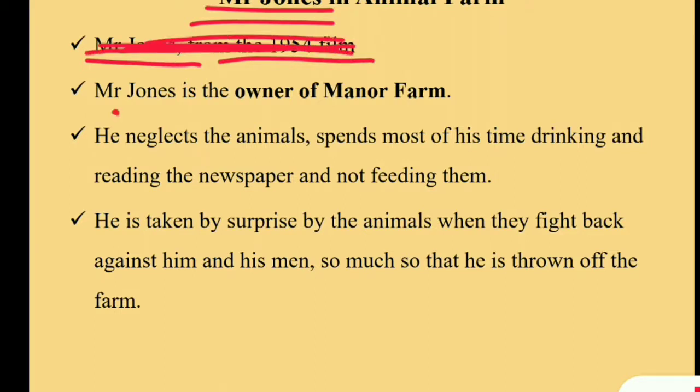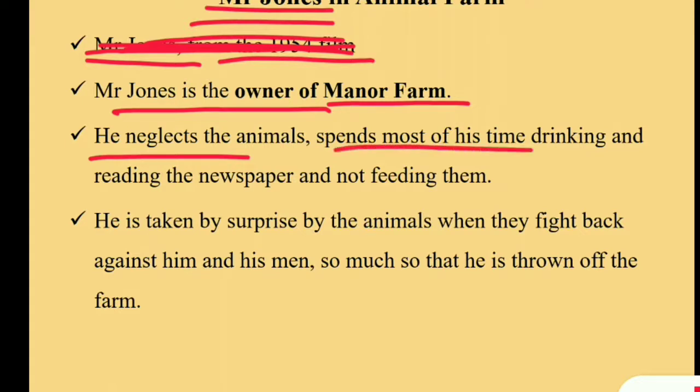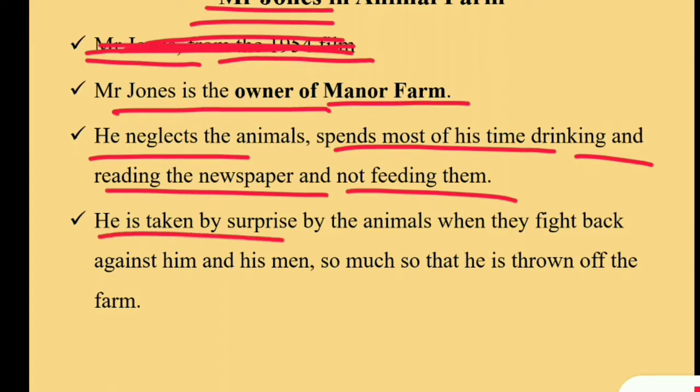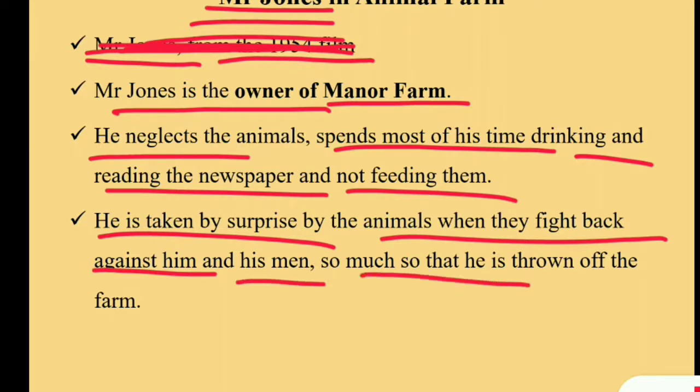Okay, Mr. Jones is the owner of Manor Farm. He neglects the animals, spends most of the time drinking and reading the newspaper and not feeding them. He is taken by surprise by the animals when they fight back against him and his men, so much so that he is thrown out of the farm.